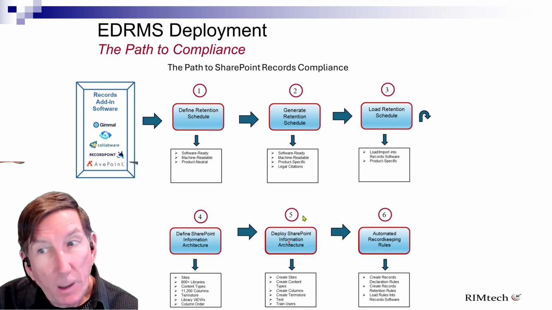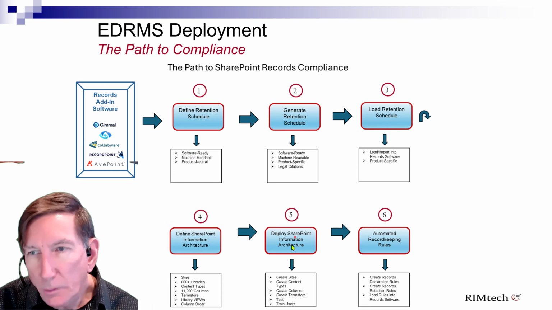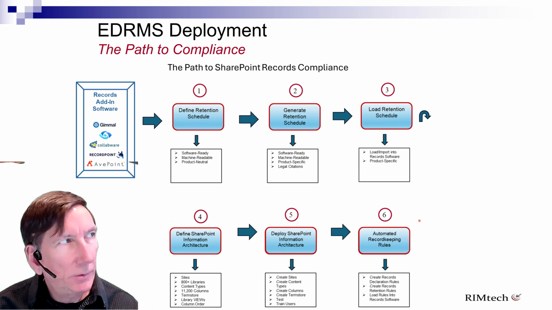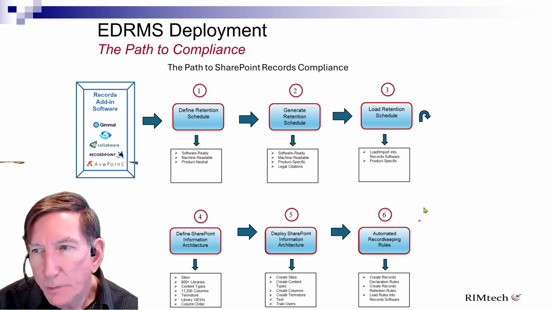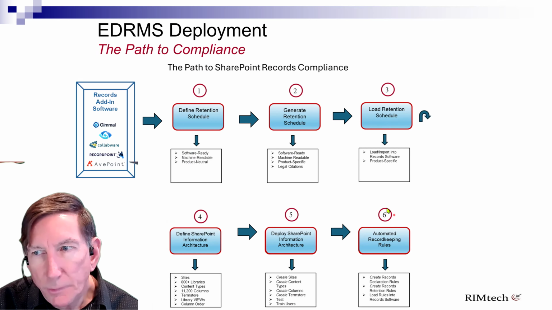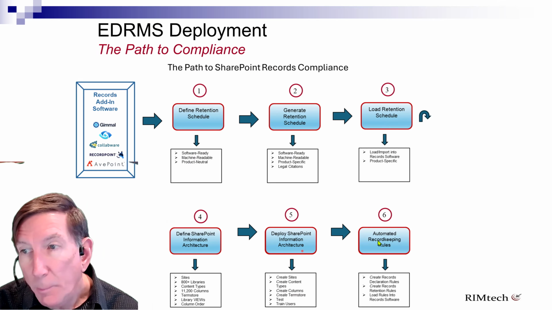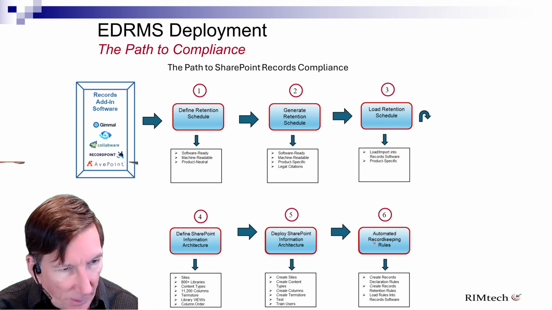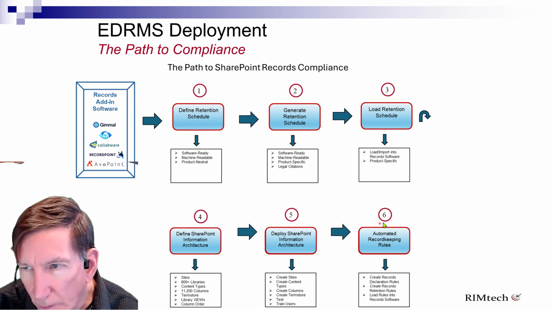Okay. But once it's all finally up and running in SharePoint, then and only then can you reach step 6, which is where you can type into your record software those 2,400 rules. Why do we have to wait so long? Because in order to put the rules into the record software, the information architecture has to be in existence, because the rules are calling out the names of the libraries. They're calling out the names of the metadata fields. So they have to exist in order to create the rules.